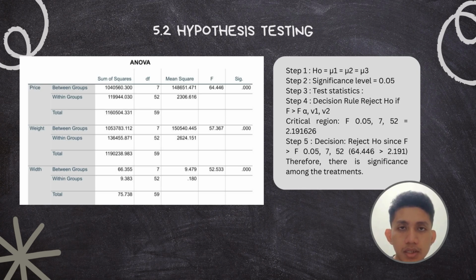Step 1, H0: mu1 equals mu2 equals mu3. Step 2, the significance level is 0.05. Step 3, test statistic, we use SPSS to get the F. Step 4, critical decision, we get 2.191. For step 5, the decision is we reject H null since F, which is 64.446, is greater. Therefore, there is a significant difference among the treatments.